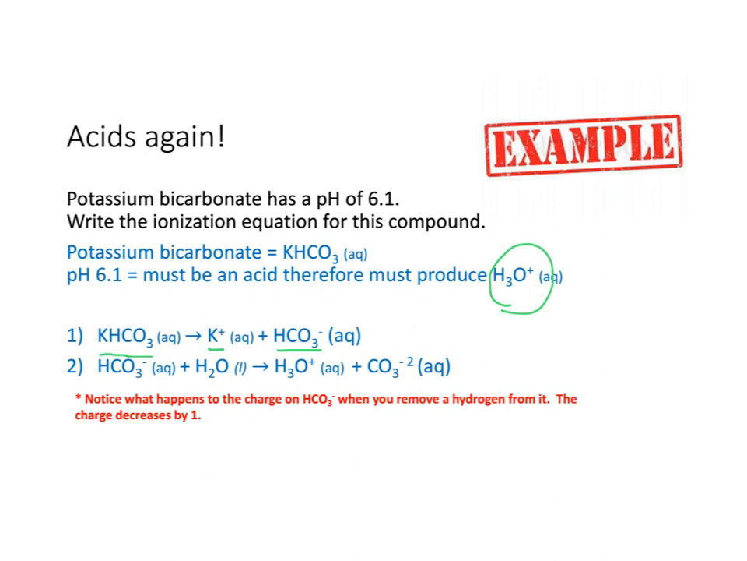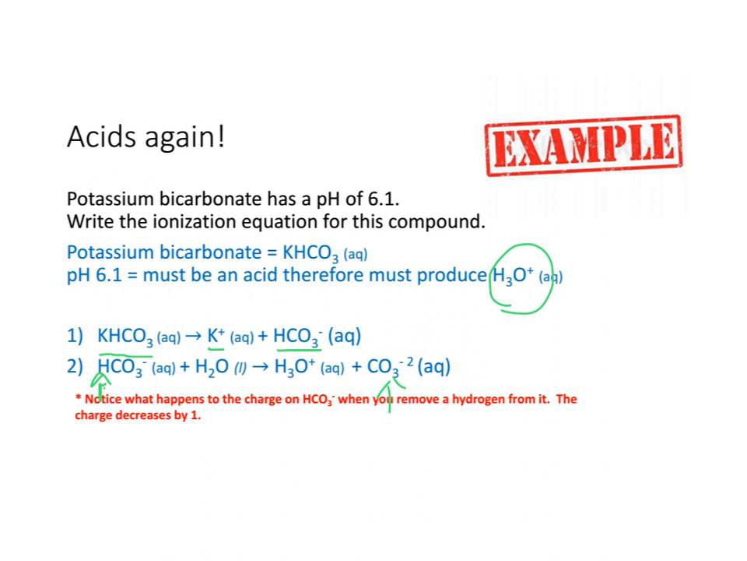Then we take the hydrogen-containing compound, in this case, hydrogen carbonate. So hydrogen carbonate reacts with water to produce hydronium. Okay, so when we move the hydrogen ion from hydrogen carbonate to water to produce hydronium, what else is left? We're left with carbonate, CO3.